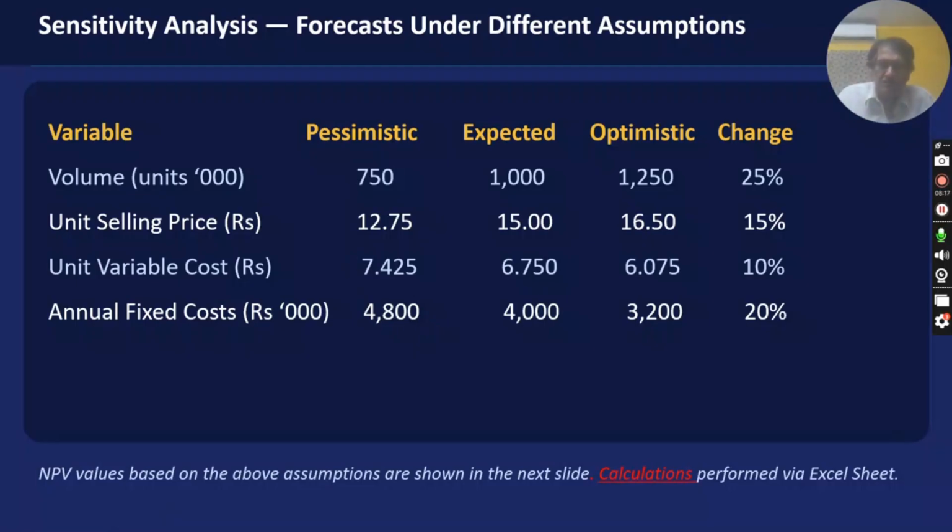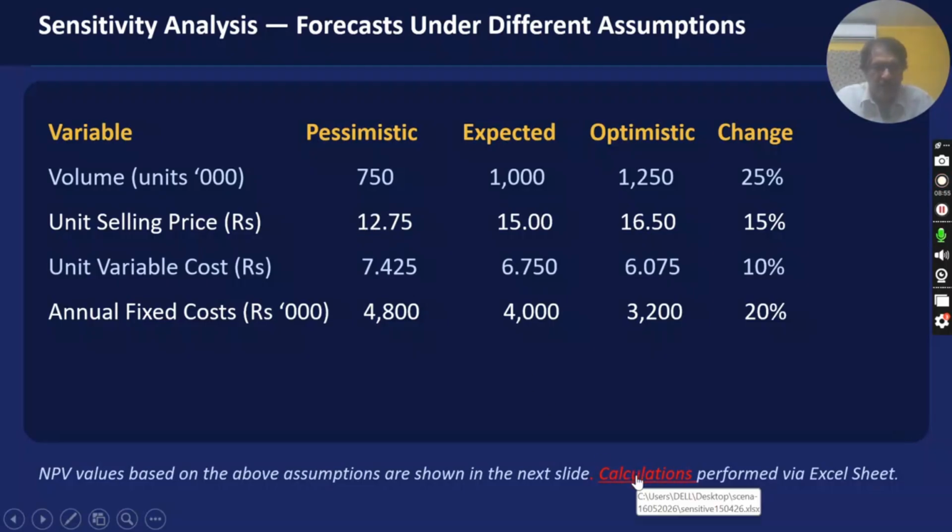Because your acceptance of the project will depend on the value of NPV. To accept the project, the NPV must be greater than 0. That is our basic assumption. So we have to calculate the value of NPV for the same project considering the value of volume not 1000, but 750, which we have already calculated. Then what will be the NPV? If the unit selling price is this, then what will be the NPV? Only one input will be changed and see the result.